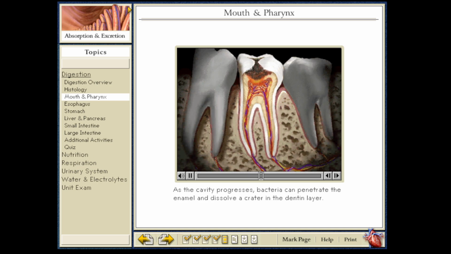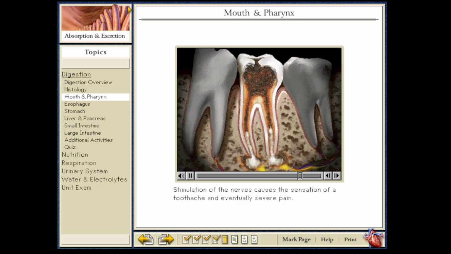As the cavity progresses, bacteria can penetrate the enamel and dissolve a crater in the dentin layer. Eventually, the cavity is extended into the soft pulp, where the destruction of pulp tissues leads to inflammation and infection. As extensive destruction continues, a pulp abscess made up of pus and dead tissue may form.